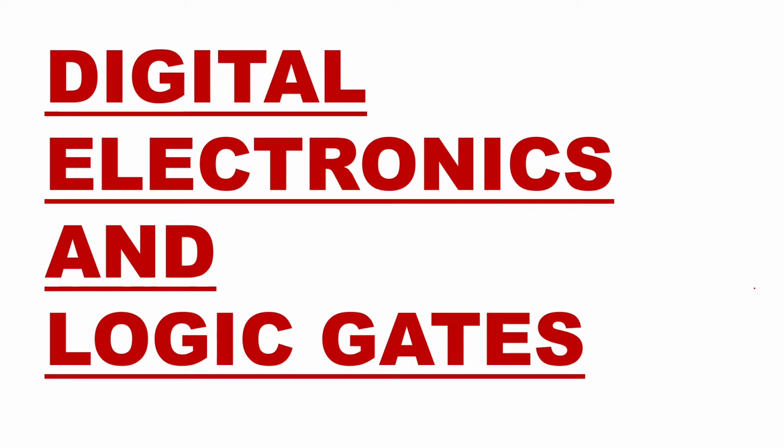Then what do we mean by digital electronics? In electronics, we basically have two categories: analog and digital. Whenever we represent analog in an electrical waveform and study it, the waveform looks continuous. It is a continuous waveform with respect to time.